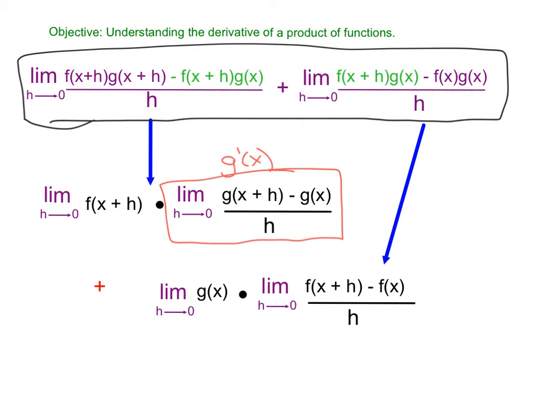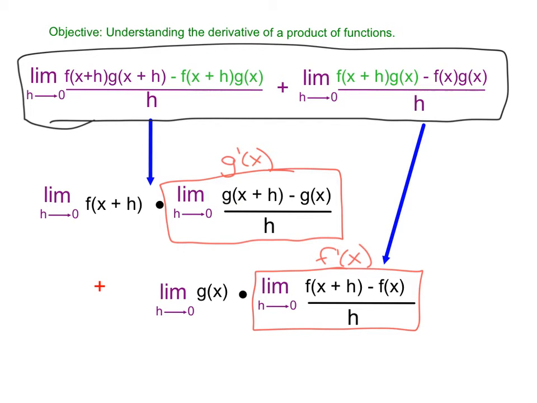Same thing with this other one. In this one, we have our f of x plus h g of x. This time we can factor out g of x, right? So we factor out the g of x, and we're left with f of x plus h minus f of x, all over h. Similarly, that's the definition of the derivative of f. That's f prime of x.